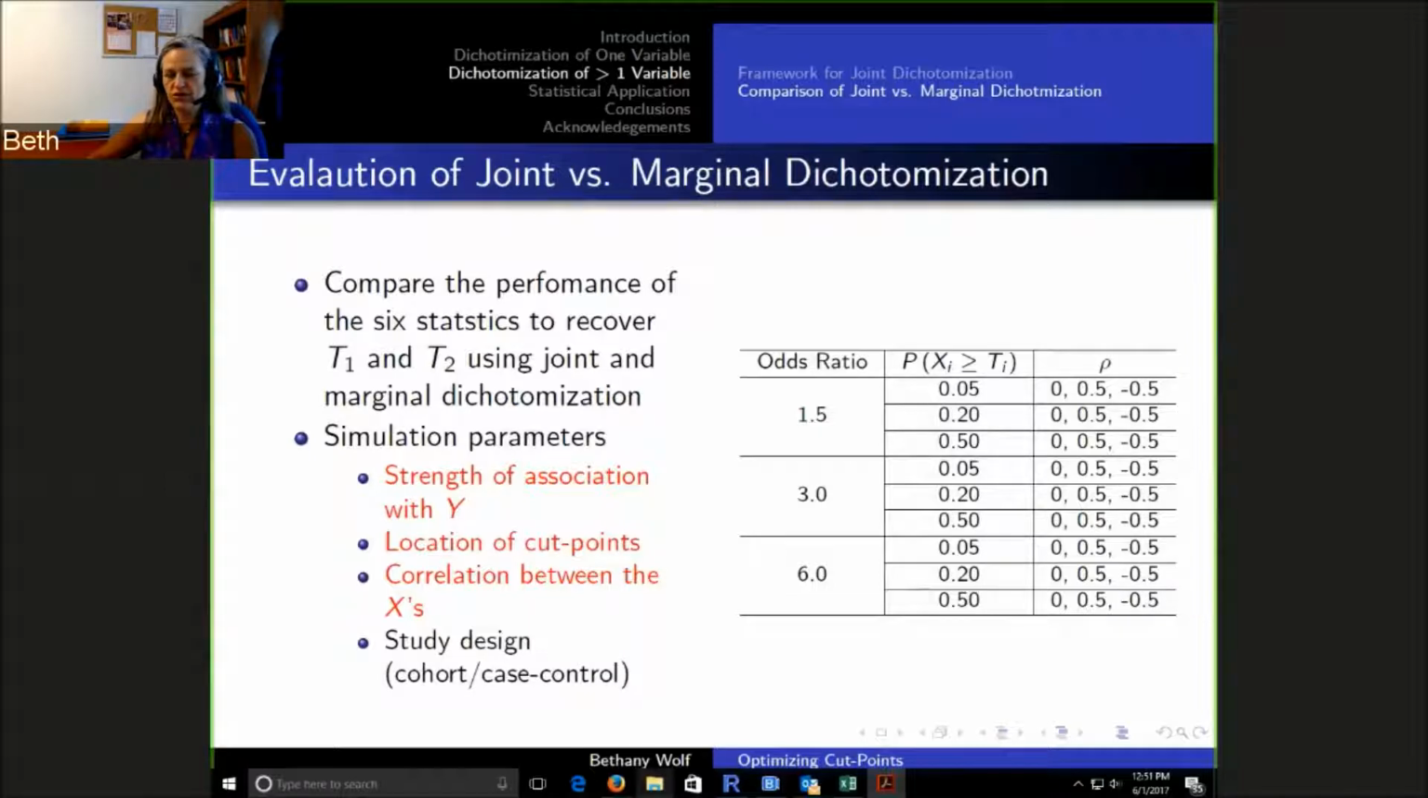But we also considered the correlation between x1 and x2. So we certainly can imagine a scenario where I had 2 markers that were highly correlated with one another. So if for heart disease you're looking at my total cholesterol, my triglycerides, clearly those things are related to one another. And so we considered a case where x1 and x2 had no association, where they were positively correlated, and where they were negatively correlated. And then the same association.